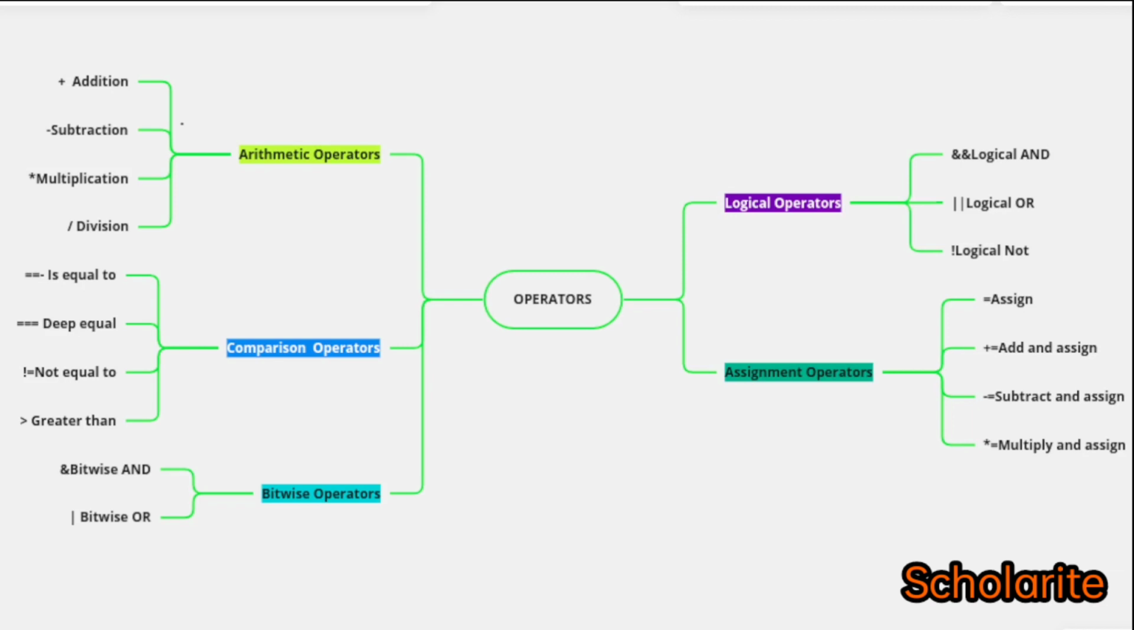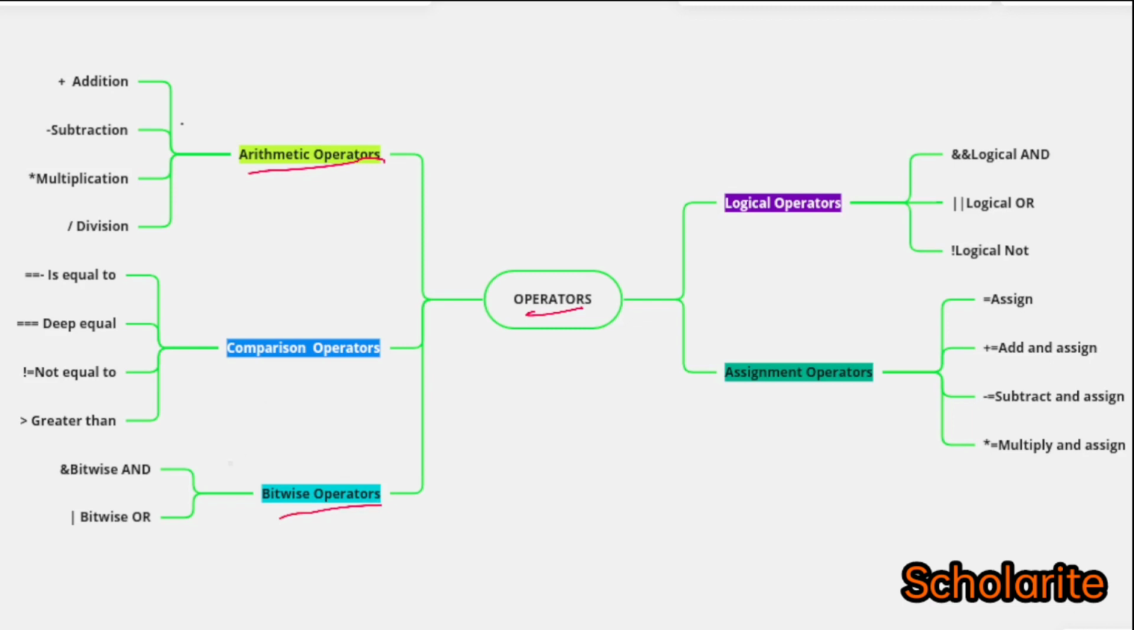So let us rewind what we have studied in this video. The first topic that we studied is the types of operators that are present in JavaScript. Then we understood what arithmetic operators are. We understood how to add, subtract, multiply and divide numbers. Next we understood what comparison operators are. We understood how operands can be compared with equal to, deep equal to, not equal to, and greater than equal to. Next we moved to the bitwise operators.